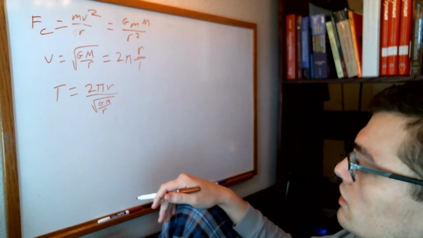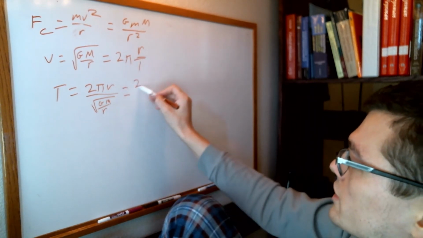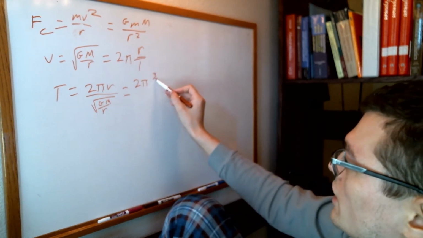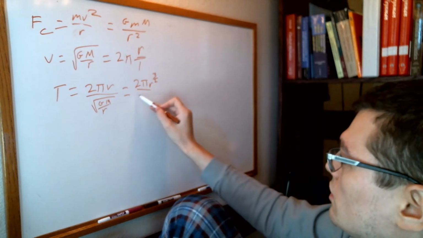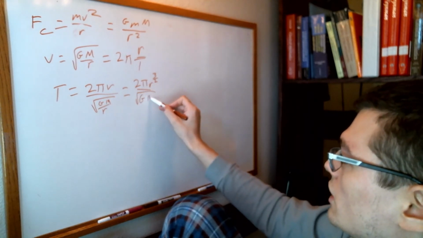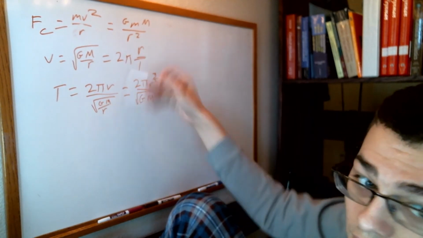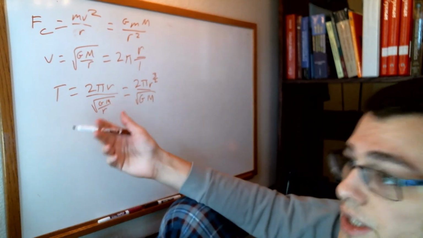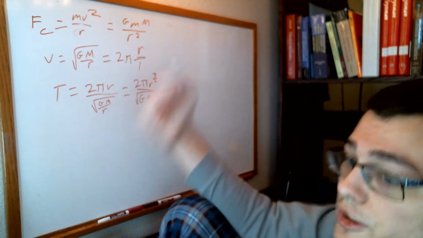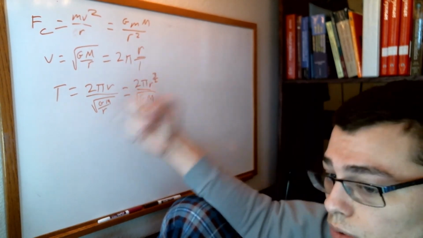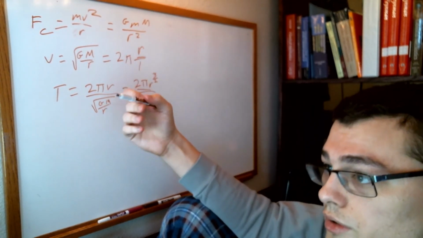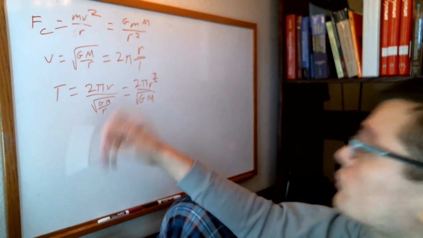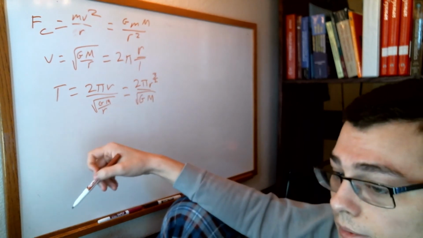We can simplify this a little bit more and say that this is 2 pi r to the 3/2 over the square root of GM. We've just taken the square root of r to the top and multiplied it by our r, which technically has an exponent of 2 over 2. So you add 2 over 2 plus 1 over 2, and that gives you 3 over 2. That's where the 3/2 comes from here.